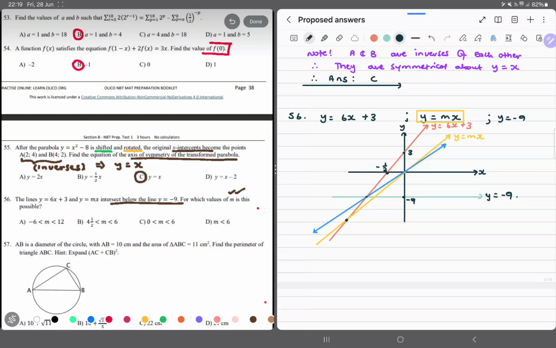But now we need to define this point. What would be this point? So if we substitute minus 9 here, minus 9 equals 6x plus 3. We transpose, we get minus 12 equals 6x. Therefore, x is minus 2. So it means this point is minus 2 and minus 9.